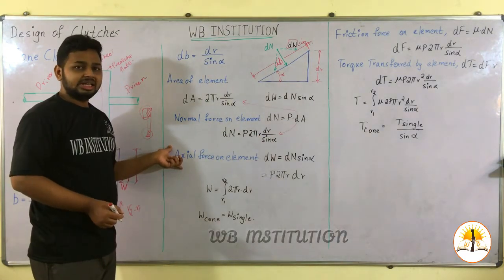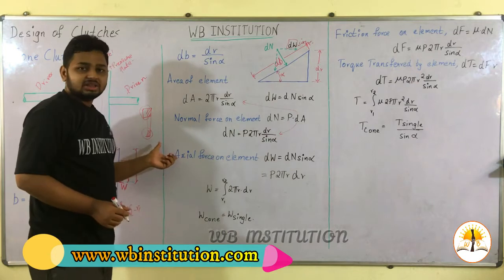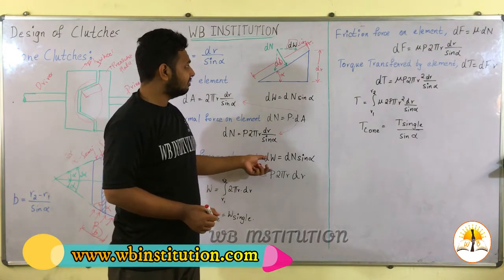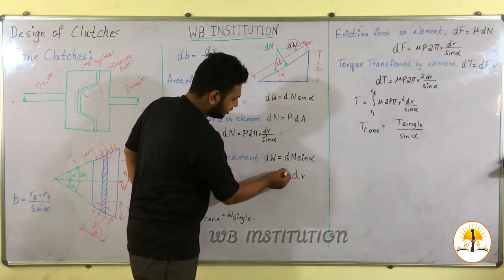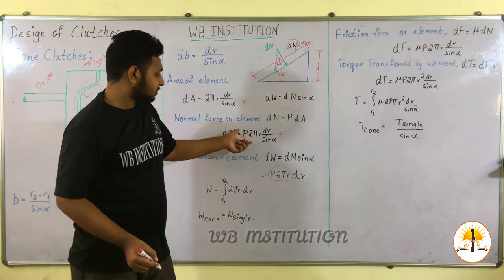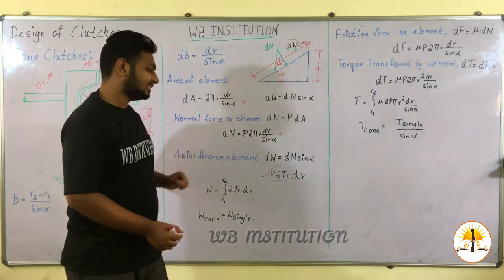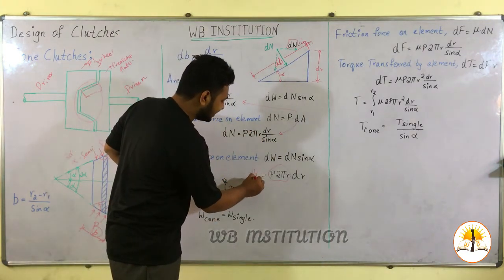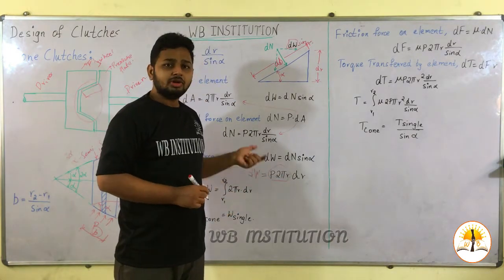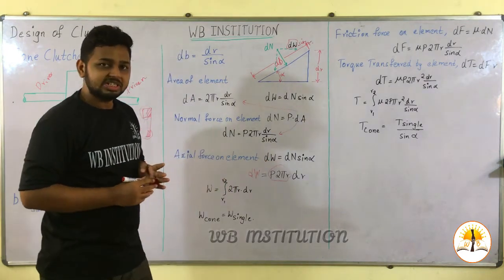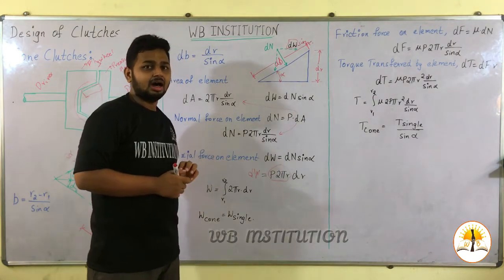Now, we have calculated the normal force, but we need the axial force. The axial force is given by dW equal to dN sine alpha. dN is given by P into 2 pi r into dr by sine alpha. So sine alpha gets cancelled, and the equation for axial load for the element is P into 2 pi r into dr. For the whole element, we have to integrate it with the limits r1 and r2.